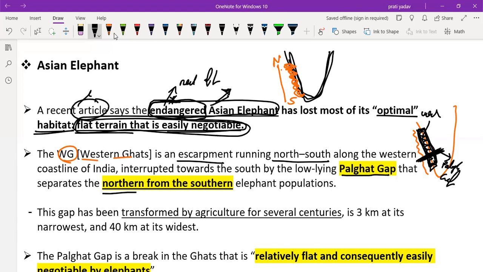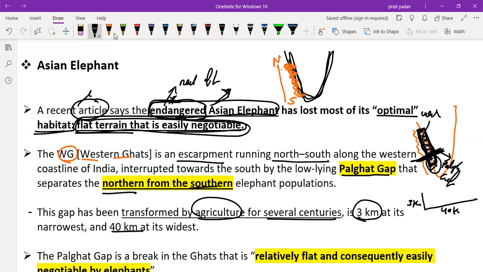The Palghat Gap separates the northern from the southern elephant population. Elephant populations live throughout the Western Ghats, but this Palghat Gap divides the northern elephants from the southern. This gap has been transformed by agriculture for several centuries. Farmers and local people are cultivating that land, sowing plants, cultivating trees, and carrying out agricultural activities. The Palghat Gap is 3 kilometers at its narrowest and 40 kilometers at its widest. This one is 3 kilometers and this one is 40 kilometers.